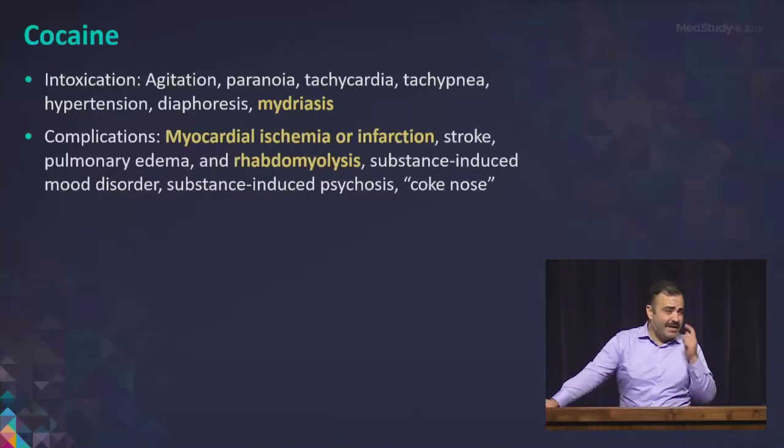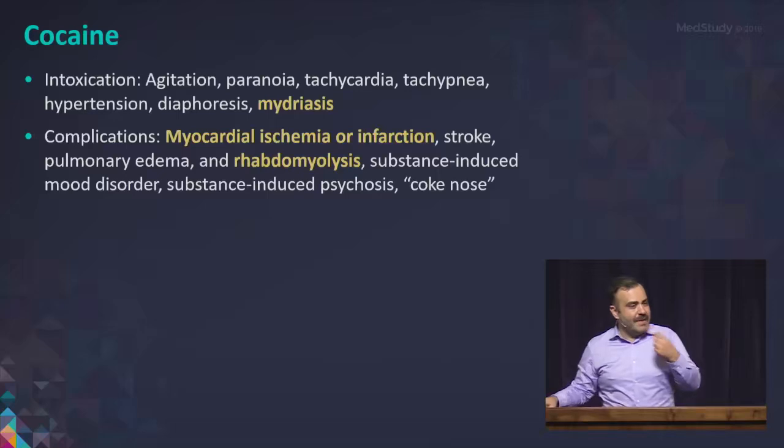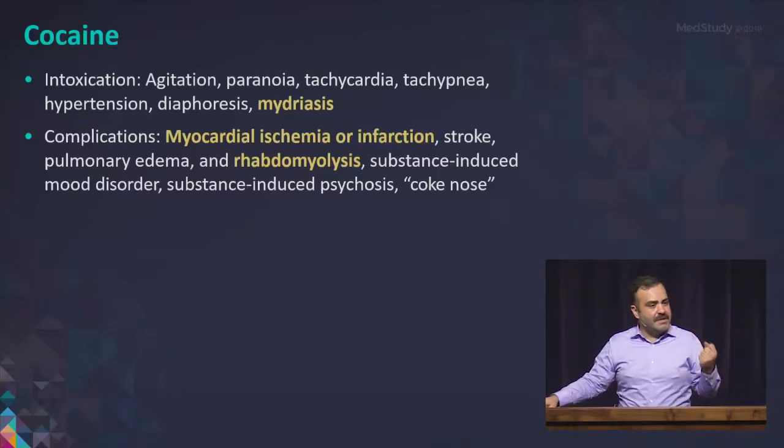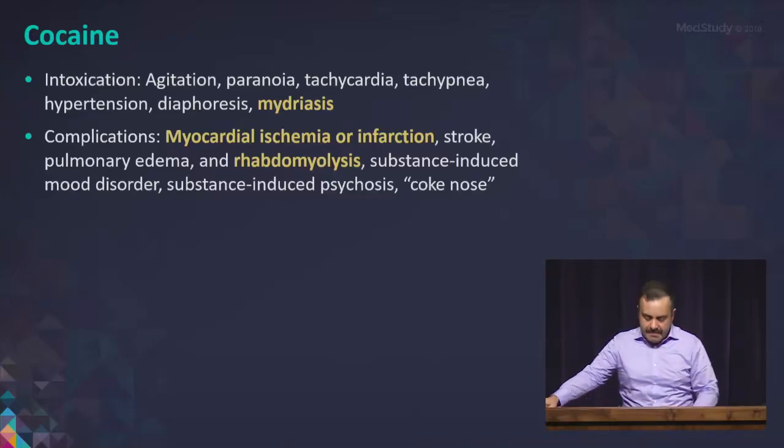And also a very common observation you have on your exam in a chronic cocaine-using patient is the coke nose. Remember, cocaine is a vasoconstrictor, so it decreases the blood supply to the nasal cartilage, and at some point the nasal cartilage dies, and then you have a collapsed nose.